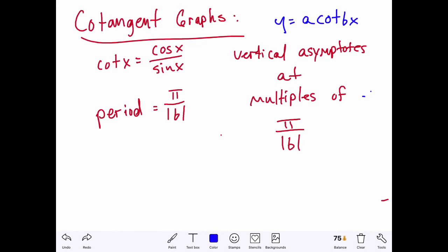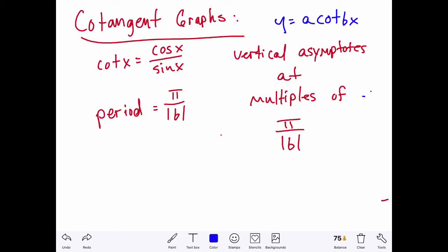Okay, guys, let's now look at cotangent graphs. And again, that's y equals a cotangent of bx. And remember, the cotangent of x equals the cosine of x over the sine of x.